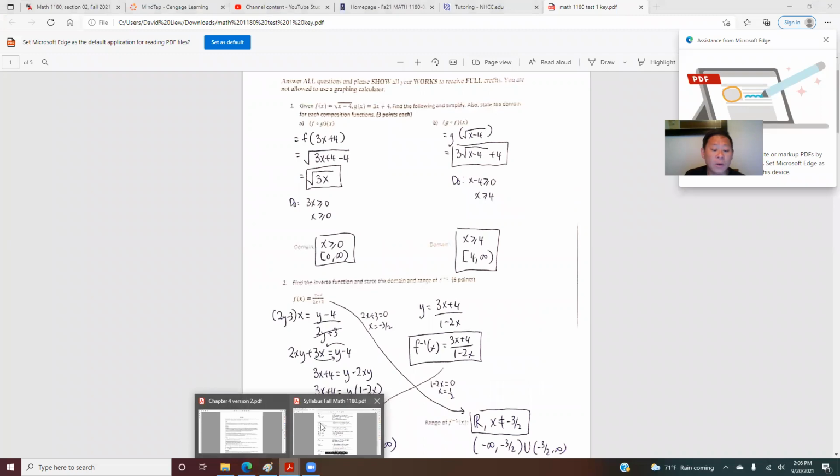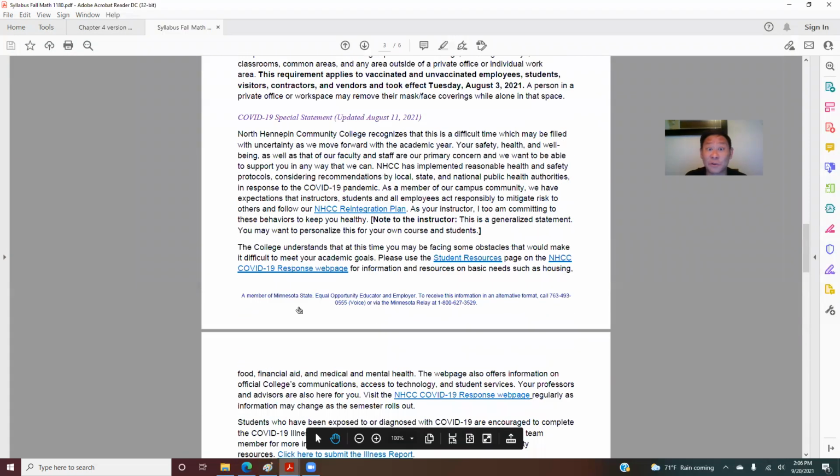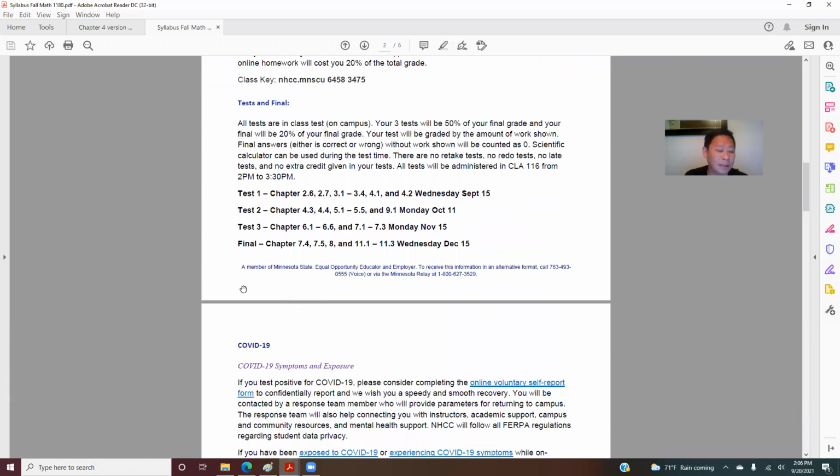Does anyone have any questions so far with our class? I know this class goes very fast. As I mentioned on the first day of class, it's a very fast class. It's two classes combined into one. The first two tests are in college algebra, and the last two, test 3 and the final, are in trig. That's why we're doing college algebra now, and then from chapter 6 onwards it's all trigonometry.